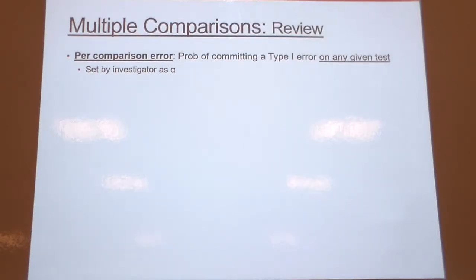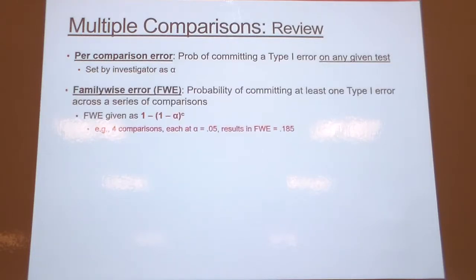So remember, when we're doing multiple comparisons, there are some things we want to take into account, particularly the problem of committing a type 1 error. Our per comparison error rate is our probability of committing a type 1 error on any given test. We set this as our alpha. We say alpha is 0.05: I am comfortable with a 5% chance of making a type 1 error. That is me saying there's a difference when in fact there isn't a difference in the population.